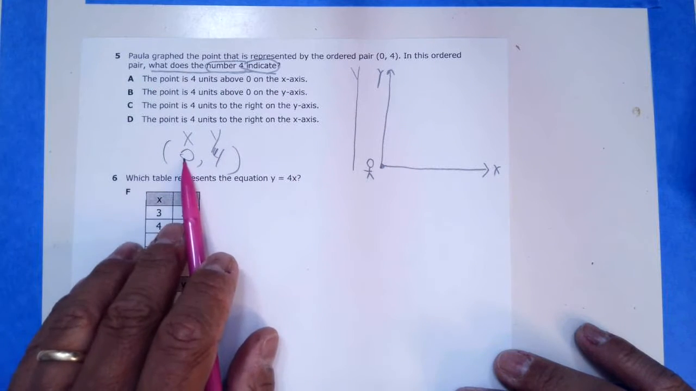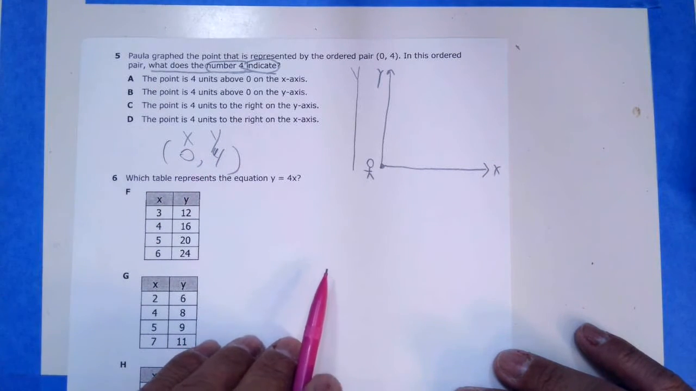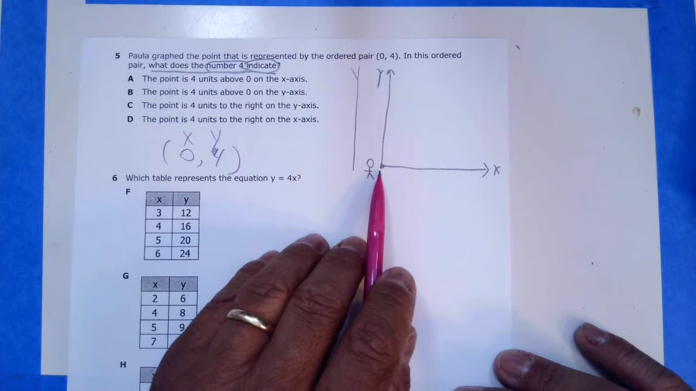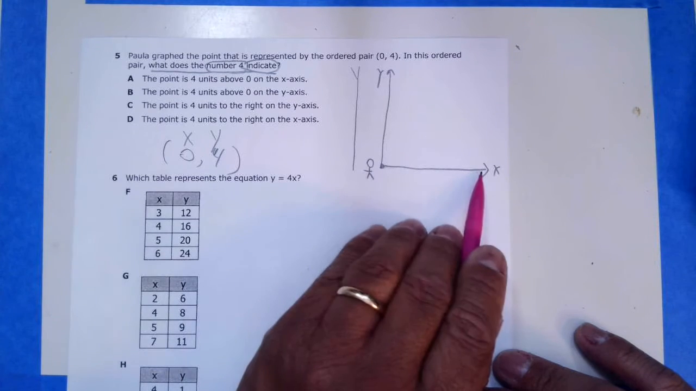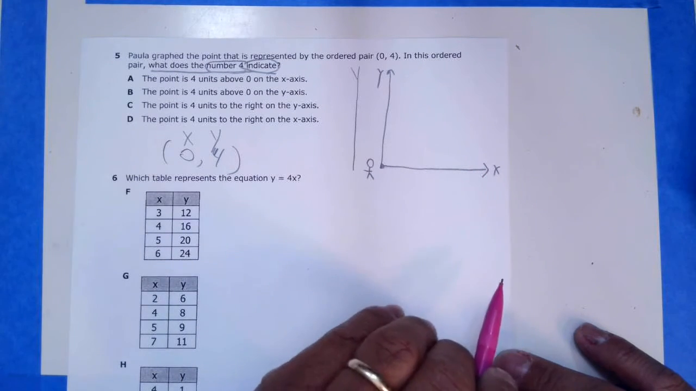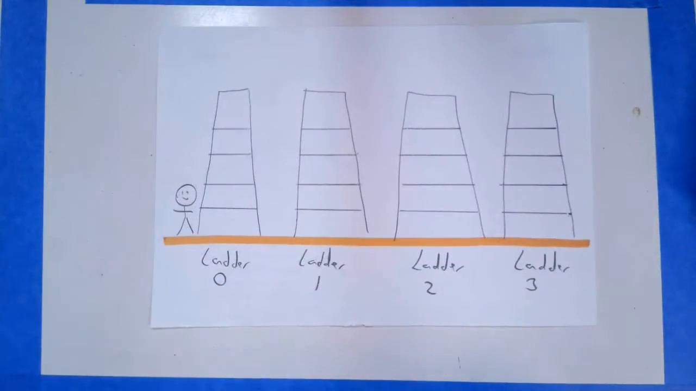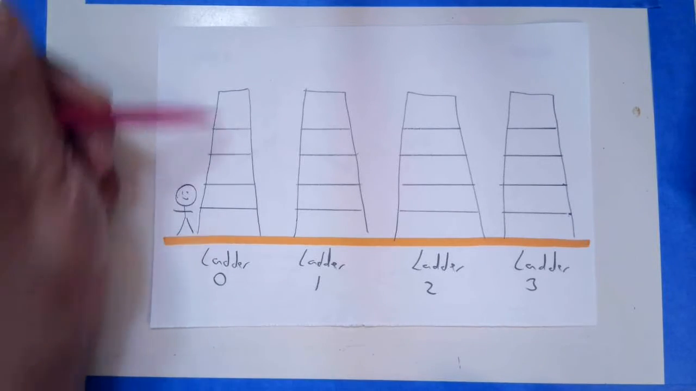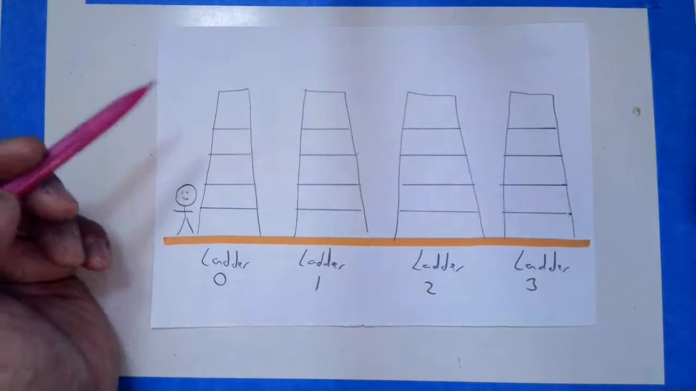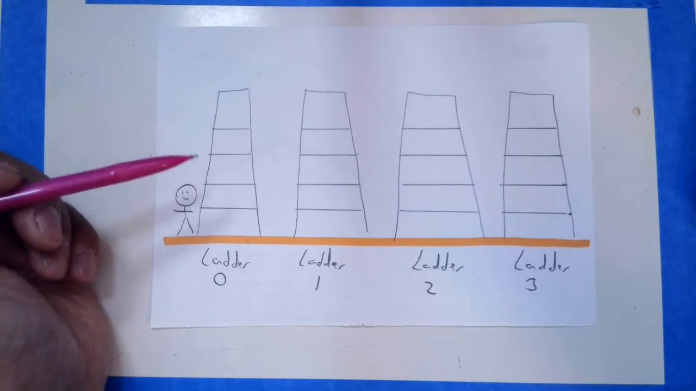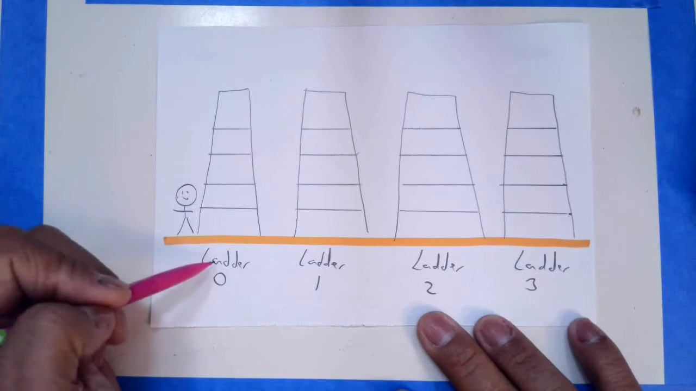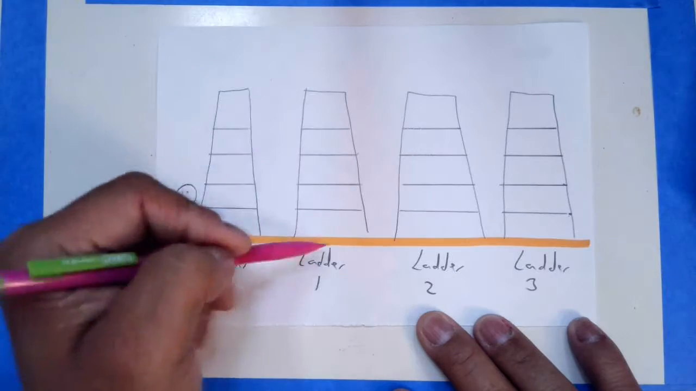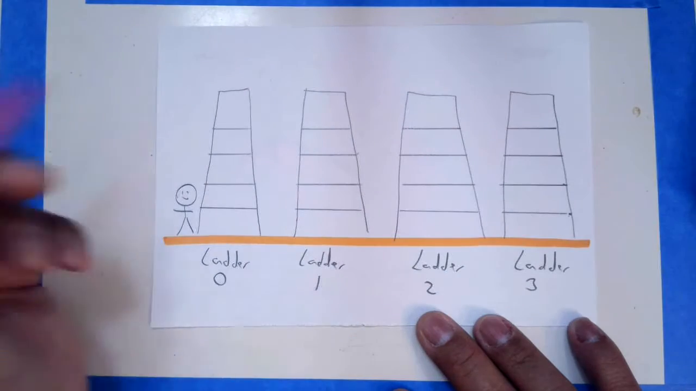Now we want to know what 0, 4 means. Now, the 0, that's on the X. Well, the numbers are going this way for the x-axis. As a refresher, let's look at this. Remember when we did this in class? Of course, the ladders weren't that tall. One of them had several steps, maybe like 4 steps, but all the other ones only had 2 steps. This is ladder 0, ladder 1, ladder 2, ladder 3.